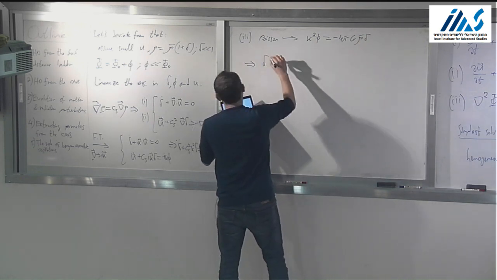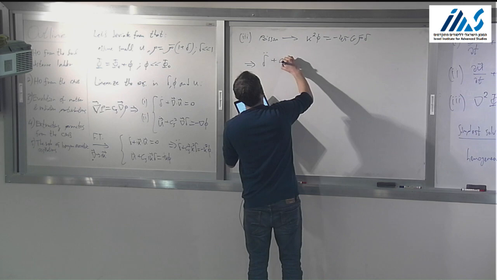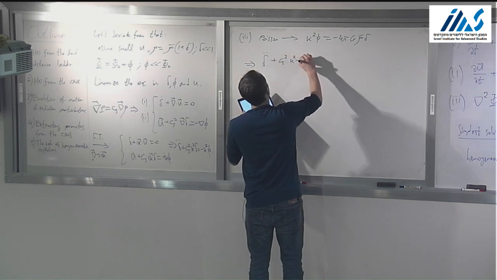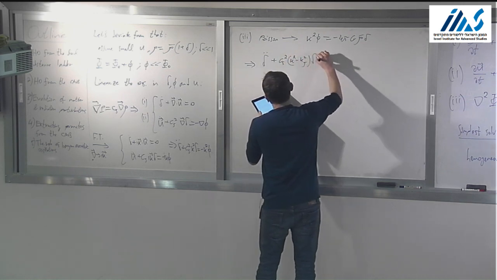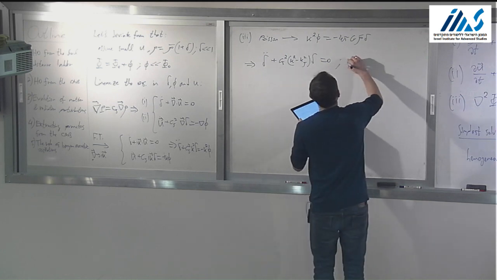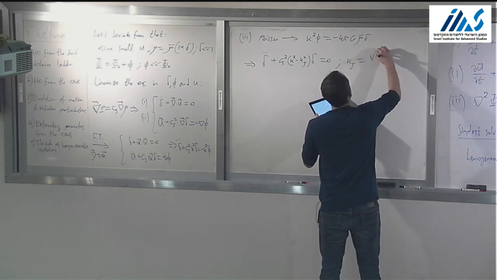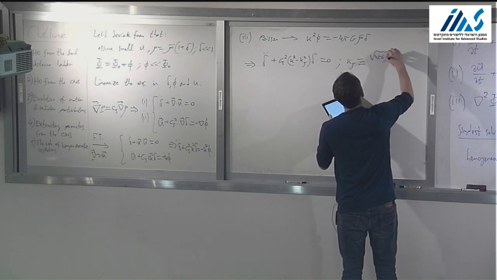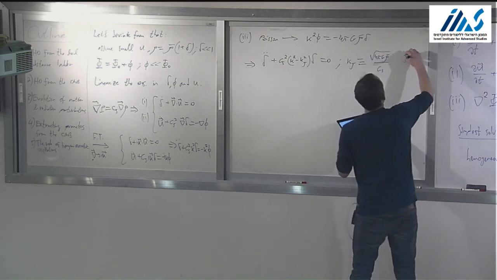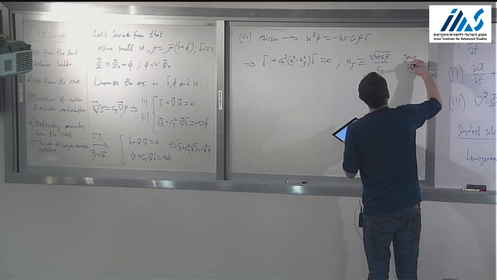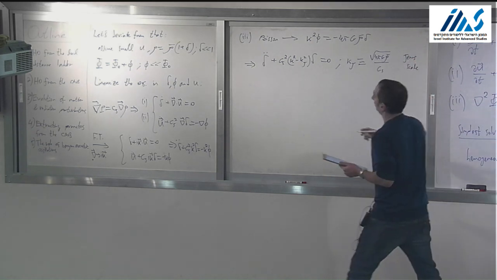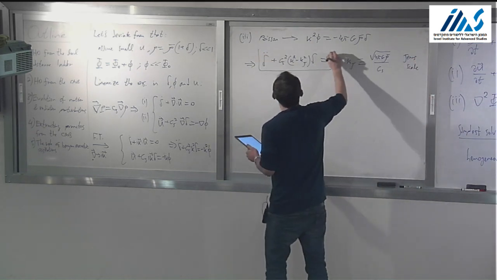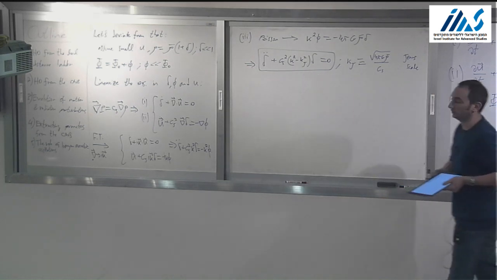So altogether, the equation is this, where k_J is defined as this quantity, and this is called the Jeans scale. And in a second, we'll see why it's important. Okay, so this is the equation.